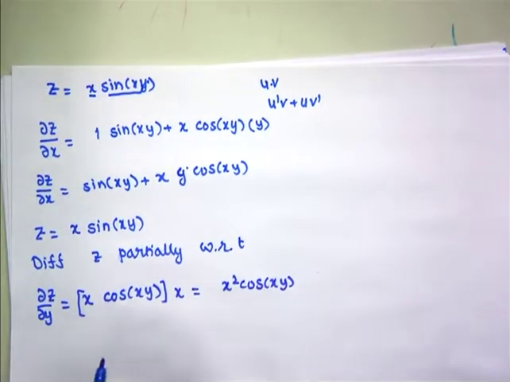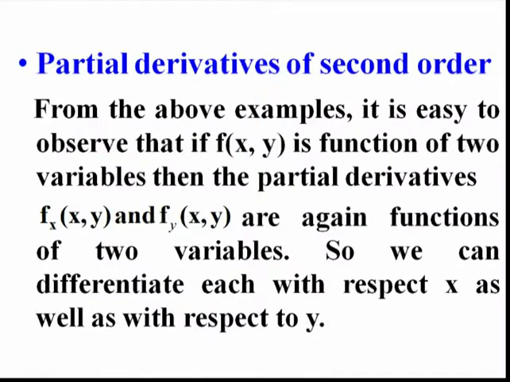Now we can define higher order partial derivatives. Let us see it in the presentation. From the above example, it is easy to observe that if f(x,y) is a function of two variables, then the partial derivatives fx(x,y) and fy(x,y) are again functions of two variables. So we can differentiate each with respect to x as well as with respect to y.